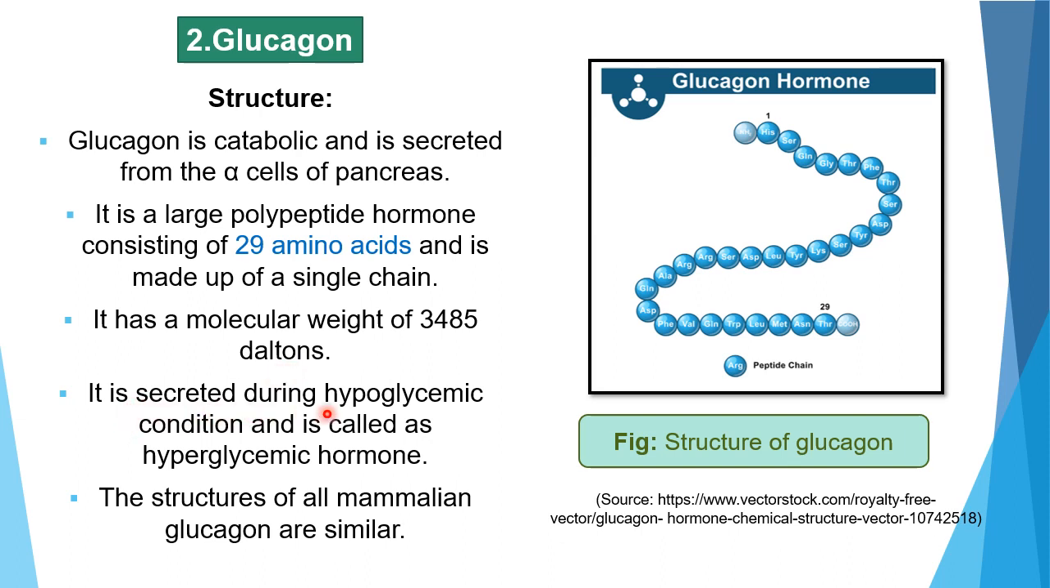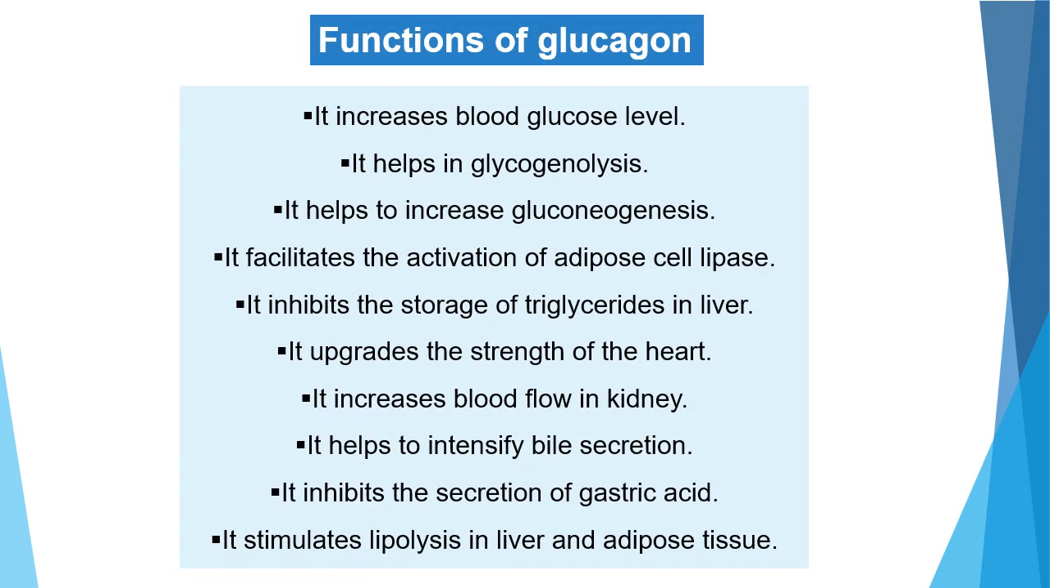It is secreted during a hypoglycemic condition, that means when the blood glucose level is low, and is called a hyperglycemic hormone. The structures of all mammalian glucagon are similar. Next comes functions of glucagon. Glucagon increases blood glucose level.